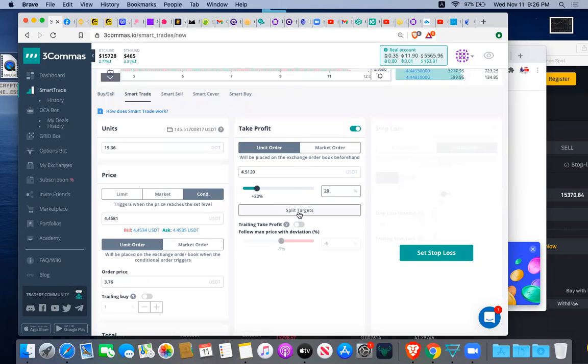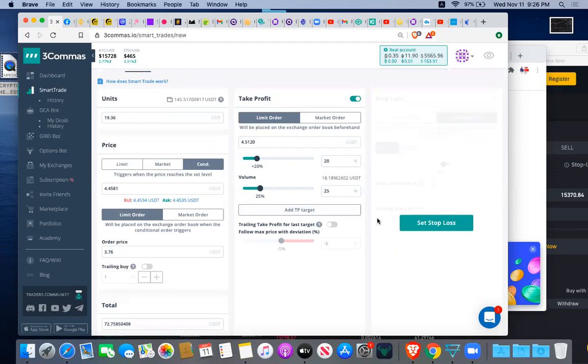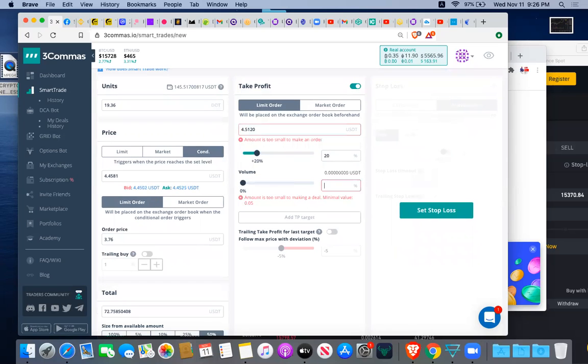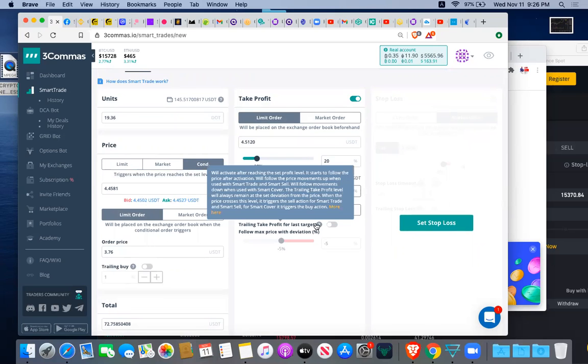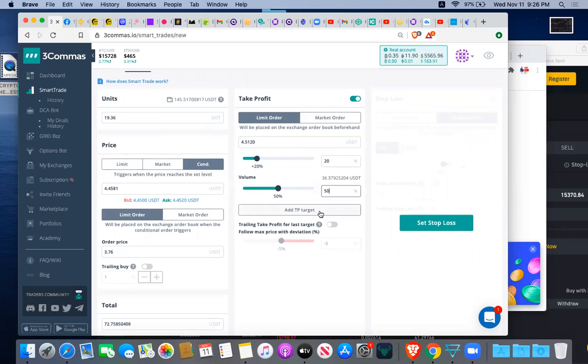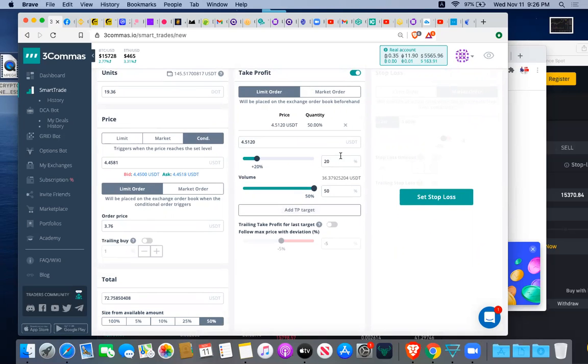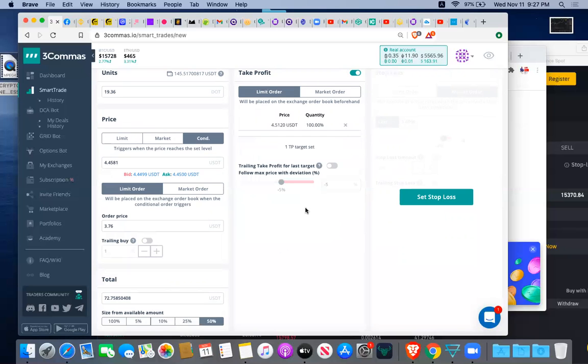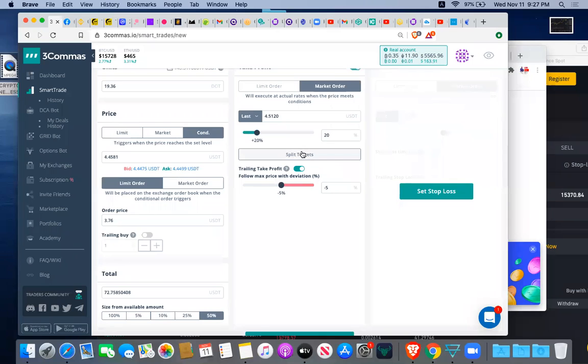Look at something here. Can you see this split target? Click it. This split target is saying the first take 20% for me, then the next target 50%. Add take profit, TP target. Okay, trailing. I want to set trailing profit. Sorry, I want to actually take a split.